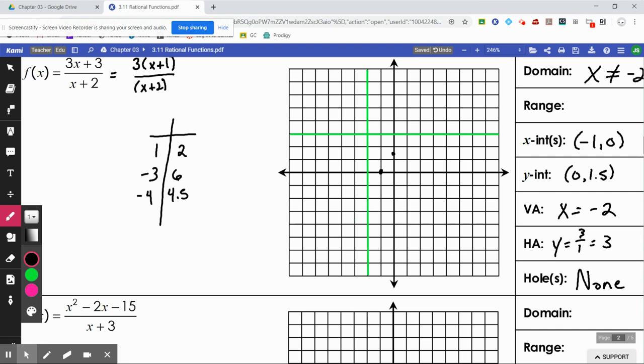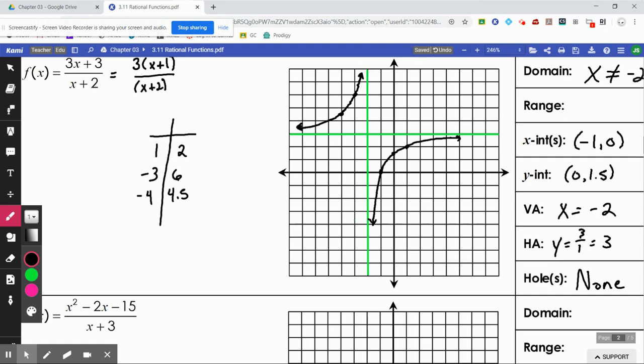So when I plugged in 1, I got 2. When I plugged in -3, I got 6. When I plugged in -4, I got 4.5. And that's plenty of points because I know that my graph is going to follow my asymptote line. So here it's going to do something like this. Then it's going to follow it down here. And then up here, it's going to do the same thing, and it's going to look just like my reciprocal function.